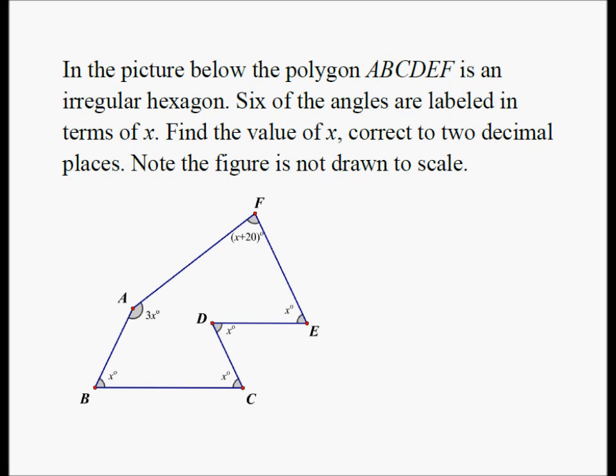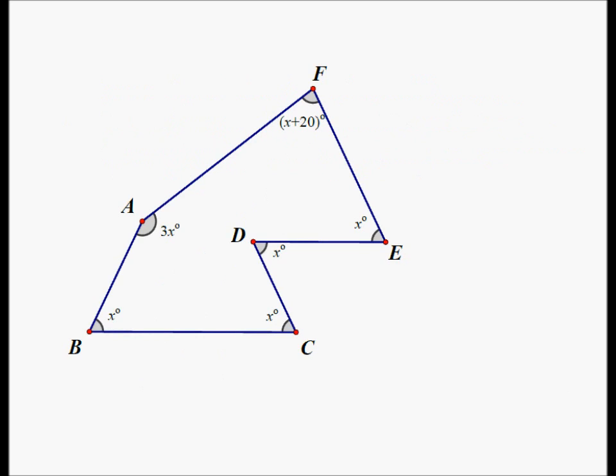So what we see here is a hexagon, and this is one of the sides. 1, 2, 3, 4, 5, 6. And some of the angles are labeled. We need to find the value of x. Here we have the same picture enlarged.